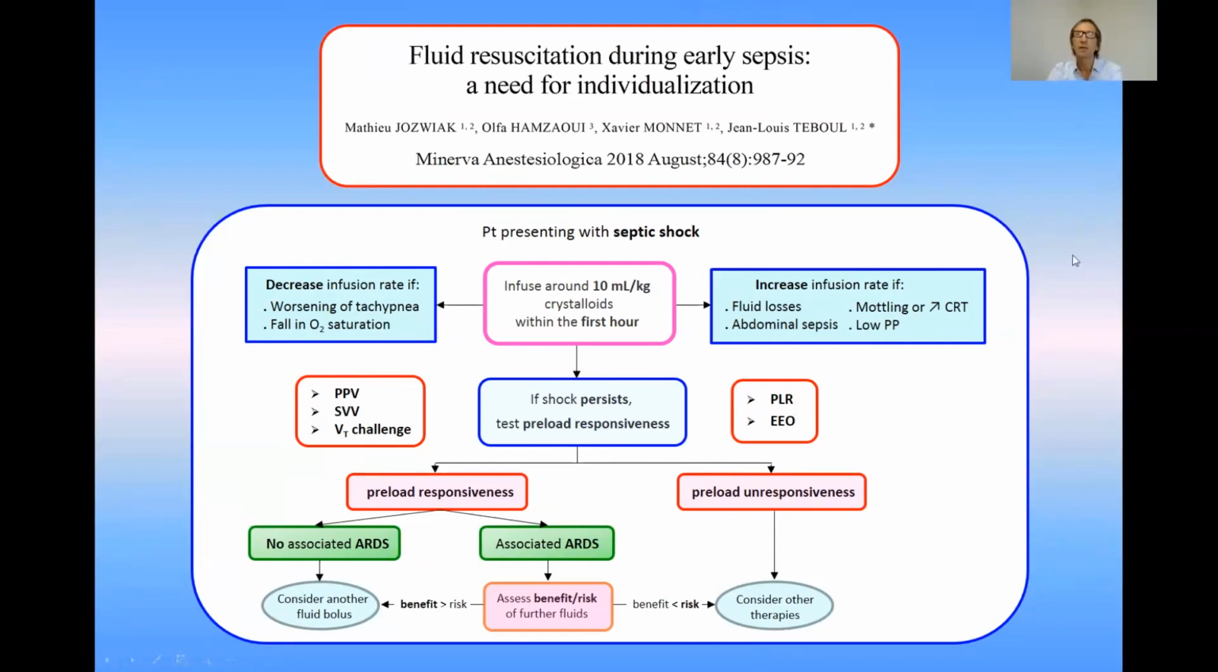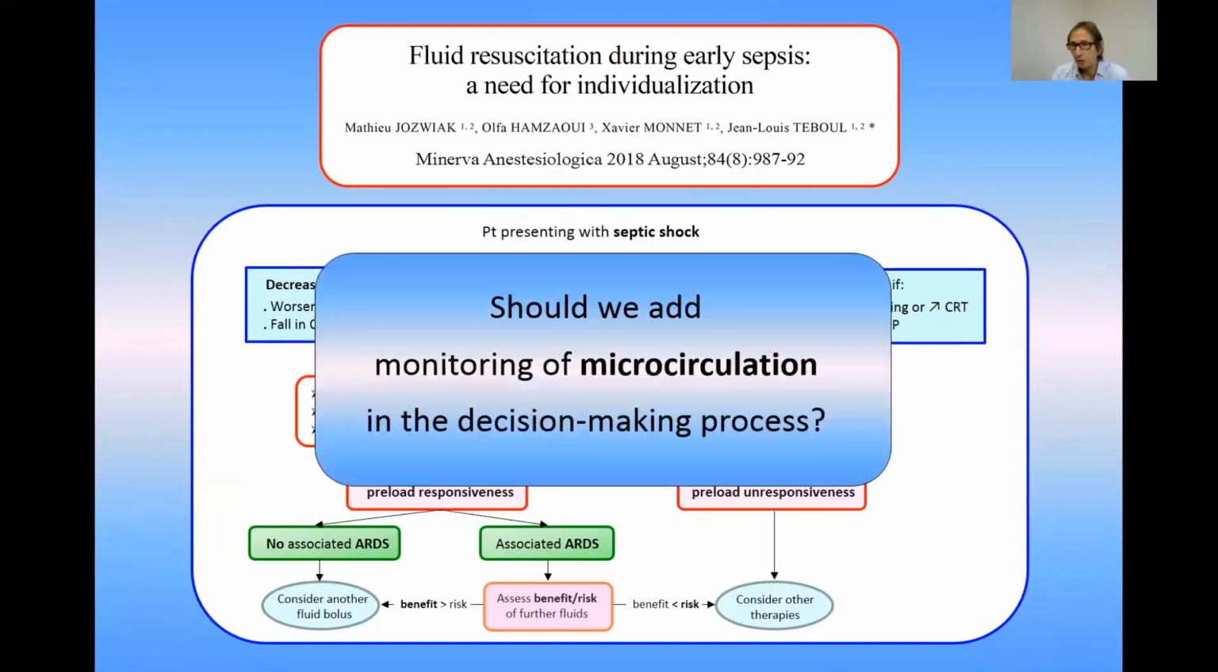We can continue fluid administration if the patient is fluid responsive, and if the patient has some ARDS, we also need to assess the benefit-risk of fluid administration and give fluids if the benefit is higher than the risk, of course. In case of unresponsiveness, we should choose other therapies. This is the traditional way to manage patients during the early phase of resuscitation of patients with septic shock. And the question is, should we add monitoring of microcirculation in this decision-making process?